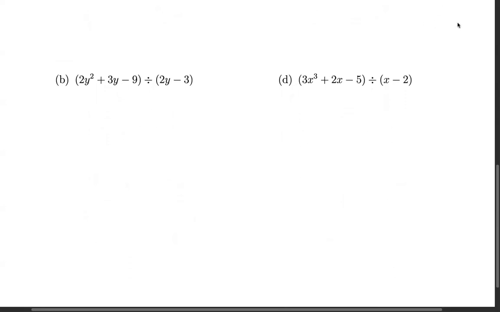Let's see this too. We're going to do the same thing. We'll make this sign. Put 2y squared plus 3y minus 9 inside, then 2y minus 3 outside. We're going to take 2 terms.